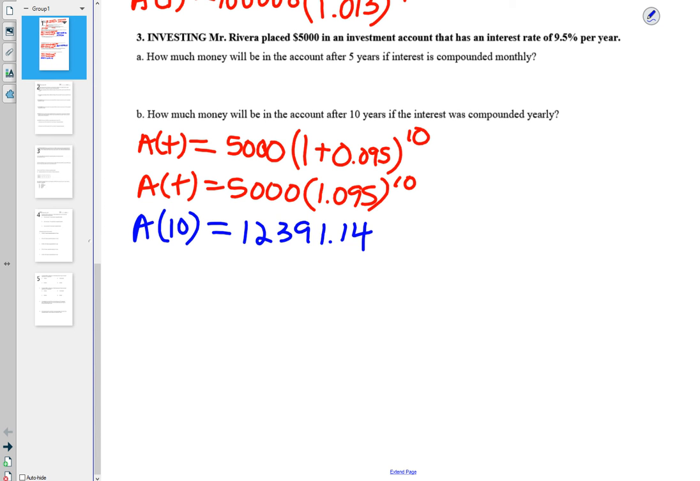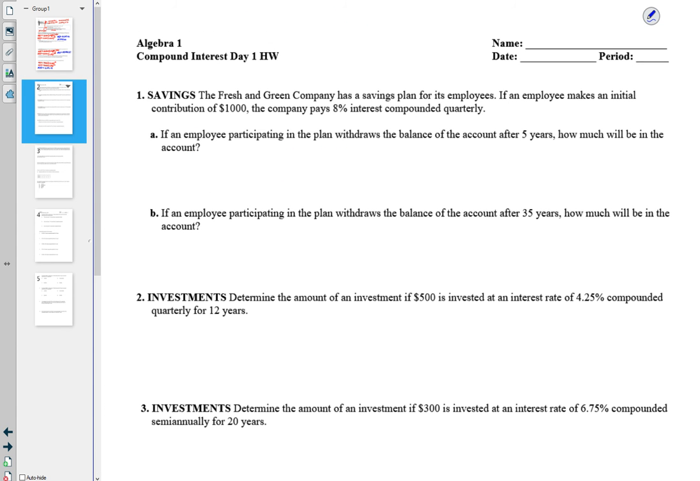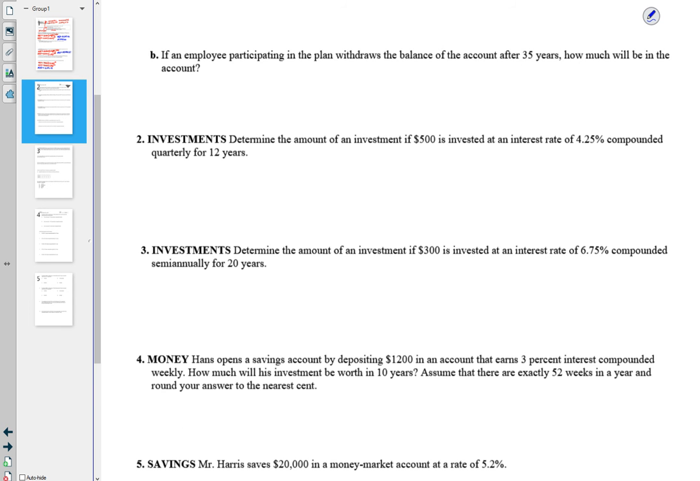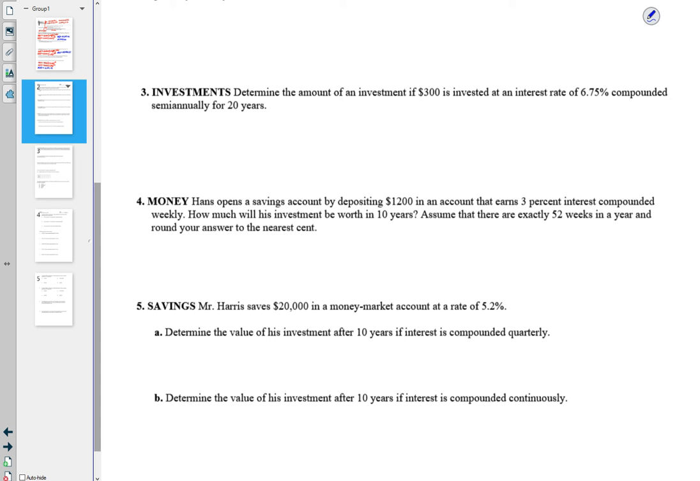So we did a yearly, we've done a monthly, we've done a quarterly, we haven't done a semi-annual. Let's see if we can find a semi-annual. Quarterly. Oh, here you go. Let's do on the second page, number 3.